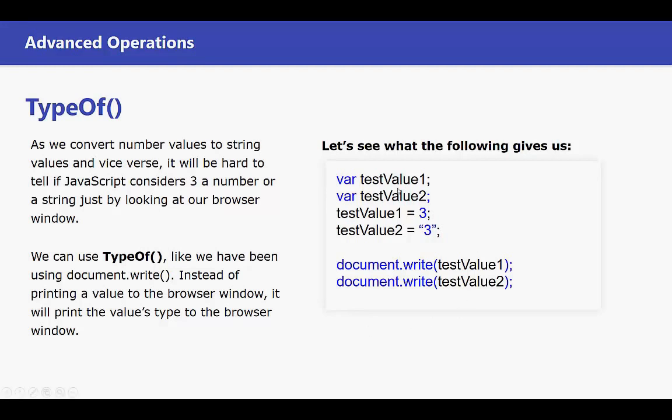So we'll write out this little piece of code here, testValue1, testValue2. We'll make testValue1 equal to the number 3, and we'll make testValue2 equal to the letter 3. I say letter 3 meaning the string 3. We'll write those to the screen, see that there's no difference, and then we're going to use typeof. So pause the video here for a moment. I'm going to open my file, and I want you just to copy this into a new file that you call advanced operators.